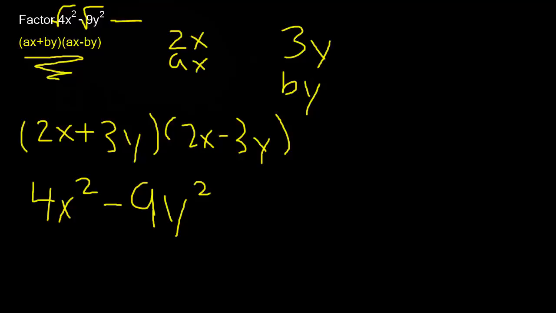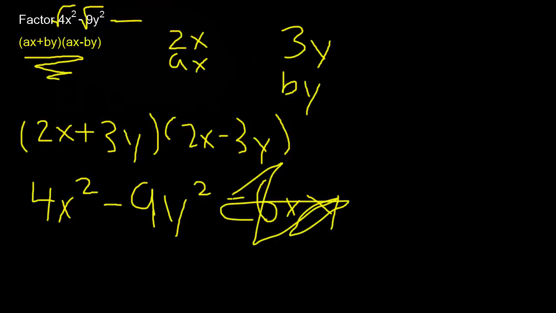If you multiply the 2x times the negative 3y, you get a minus 6xy, and if you look at the inners, you're going to get plus 6xy, they cancel out, and that looks the same as that, so I'm right.